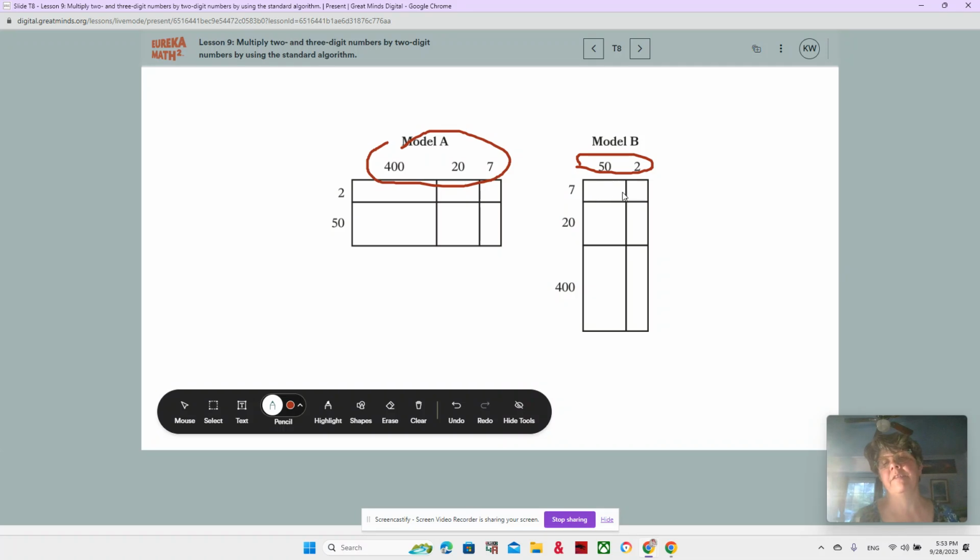So I have 52, 52, 52, 52, 52, 52, 52. And over here I have 427, 427, 52 times. Now let's think about the connection between the area model and the standard algorithm. How many partial products are there going to be in each model?